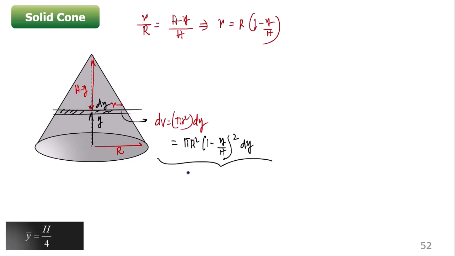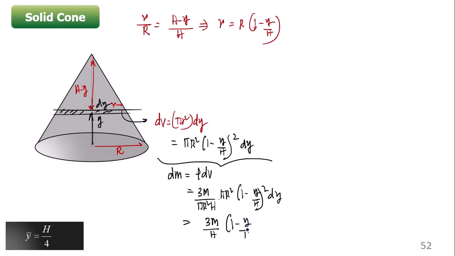Once I know the dv number, then I can calculate the dm number. What is the dm number? That is simply rho into dv. And I know that rho equals 3m divided by pi r square h. So dm is rho into dv, meaning pi r square into 1 minus y by h whole square into dy. Once I simplify this, pi r square cancels out, so I am left with 3m by h into 1 minus y by h whole square into dy. So that is the dm number.